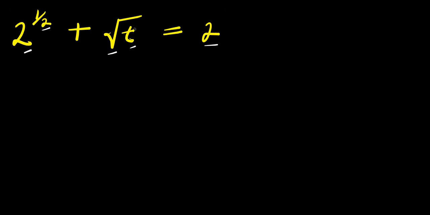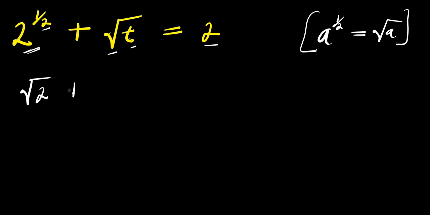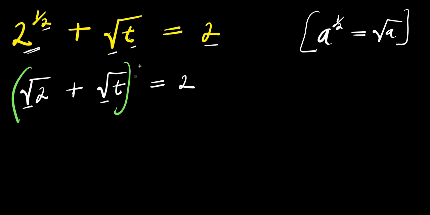Now, I can start by rewriting this as square root of 2, because if you have a power 1 over 2, this is just like writing square root of a. So I can apply that here. I will have square root of 2 plus square root of t equals 2. Now we have a square root here and a square root here. I can take the squares of both sides of this equation.